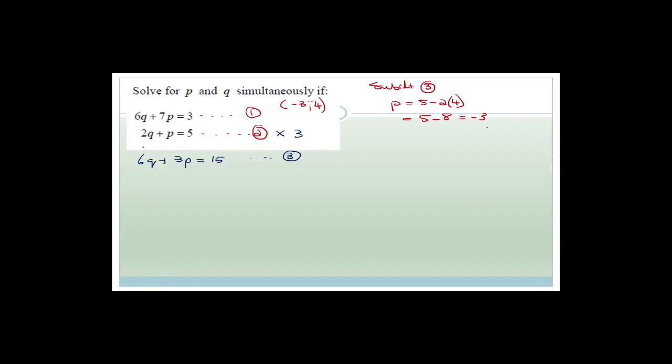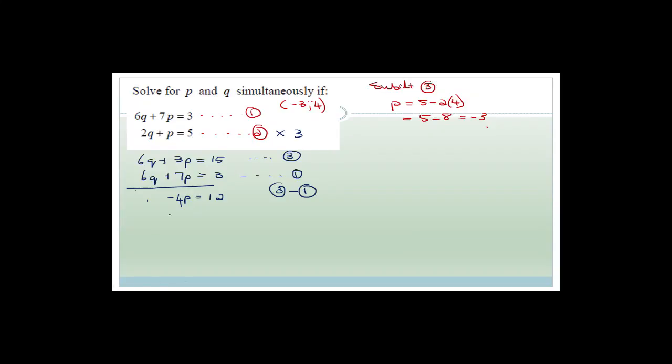I'm going to bring down equation 1. So I've got 6q plus 7p is equal to 3. That was equation 1. And now what I'm going to do is subtract them. I'm going to go equation 3 minus equation 1. So 6q minus 6q is 0. 3p minus 7p is minus 4p, which is equal to 15 minus 3, which is 12.